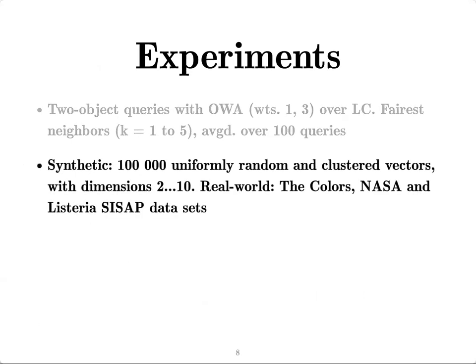We have synthetic data, so 100,000 uniformly random vectors and 100,000 clustered vectors, Gaussian clusters. We use dimensions 2 to 10. Might, of course, have had higher dimensions, but the main difference would be that we would need to fine-tune our index structure rather than the formalism. So we postponed this to future work. We also have real-world data sets from SISAP. We use the colors in the NASA and Listeria sets with the edit distance for the Listeria strings and Euclidean distance in general.